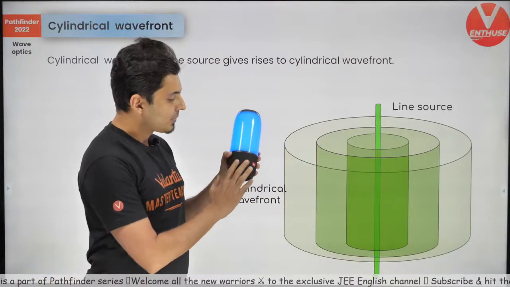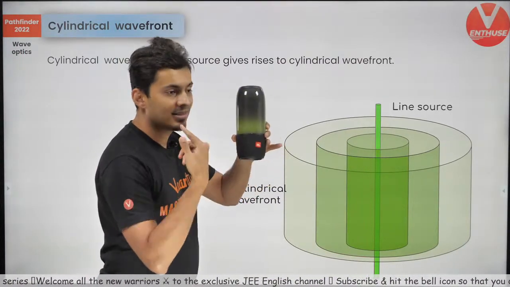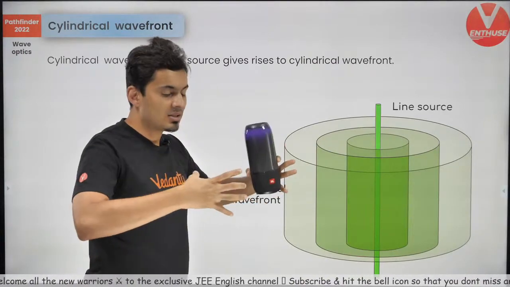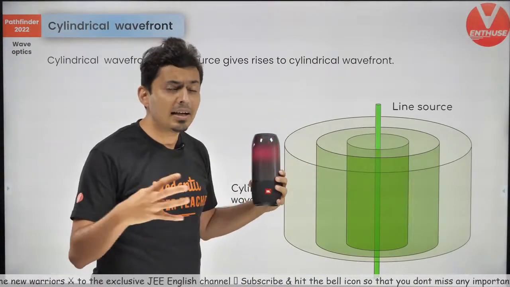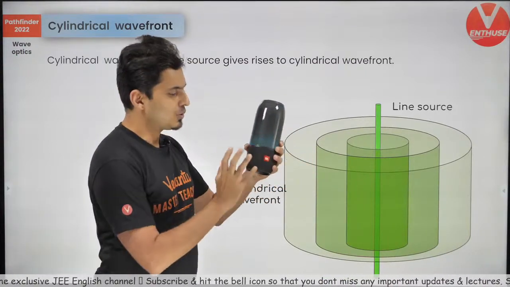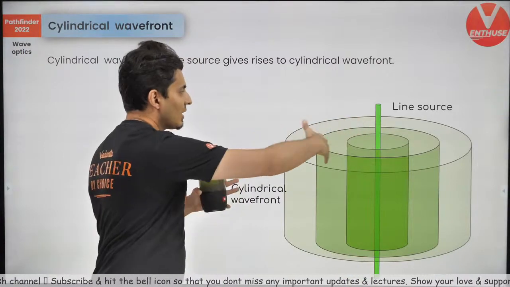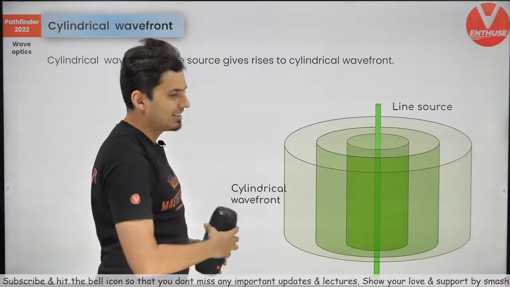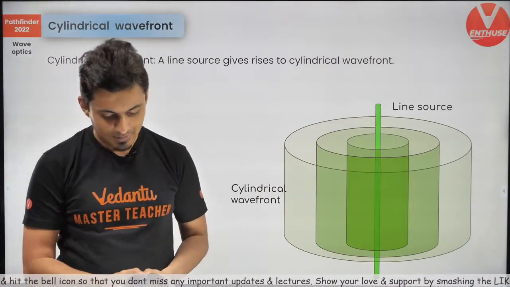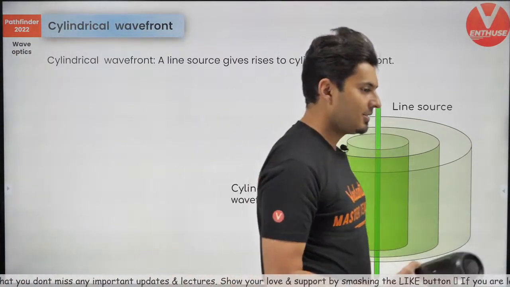So this source over here is cylindrical because it creates disturbances in all the directions and those disturbances grow in size radially like a cylinder growing not in height but in radius. So when you turn on the speaker and it creates sound, it creates wavefronts in all the directions which grow in size like this. Isn't that cool? Yep. So that's what a cylindrical wavefront is. Okay, let's just turn this off.